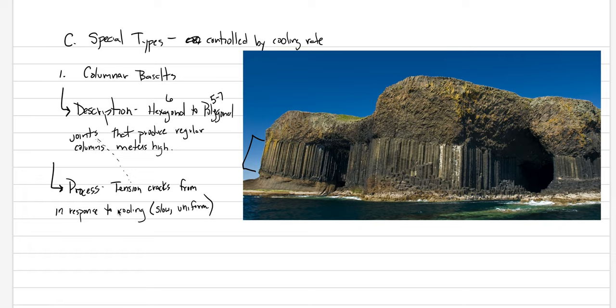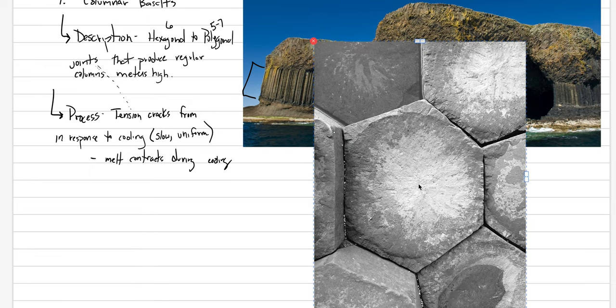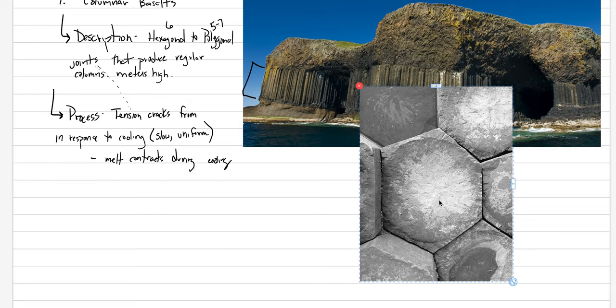Now, why do tensional cracks form? Well, it's because the melt is contracting as it goes from liquid to solid. So one of the other processes we need to say here is that melt contracts during cooling. And the cracks then that are forming in response to this contraction behave in a really specific way, and that's because nature wants things to minimize energy, right? All processes in nature act to minimize energy, and so that's why like a bubble is a sphere, or why many things in nature form hexagons.